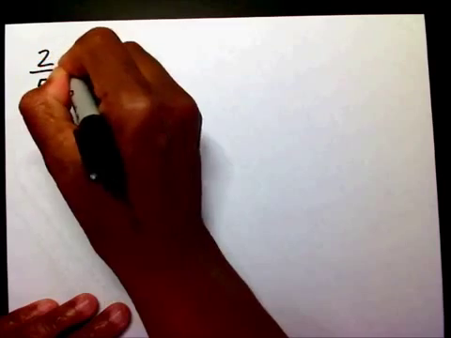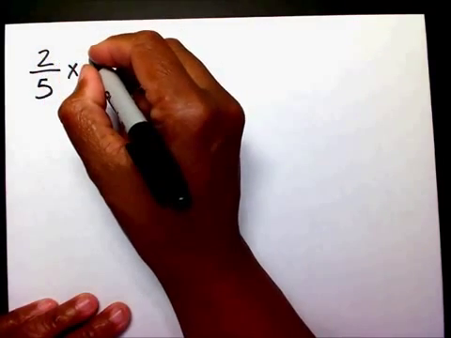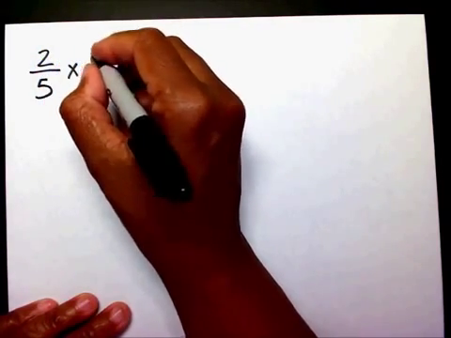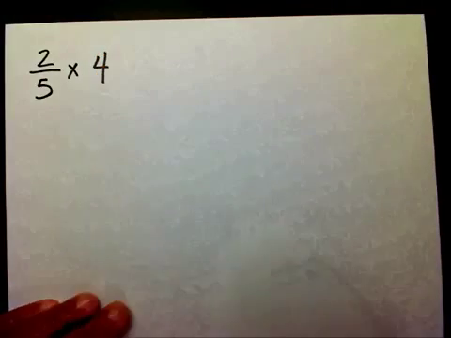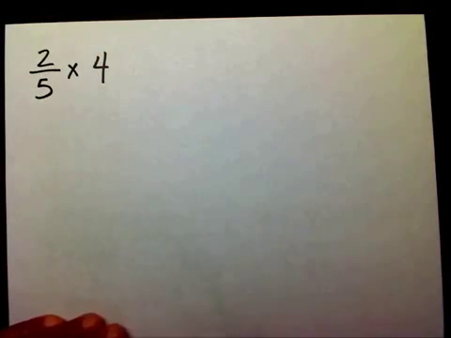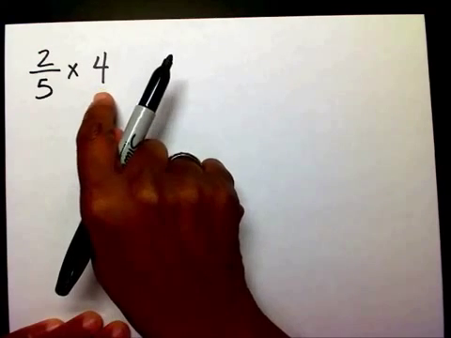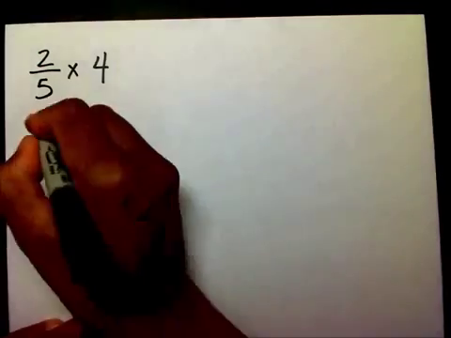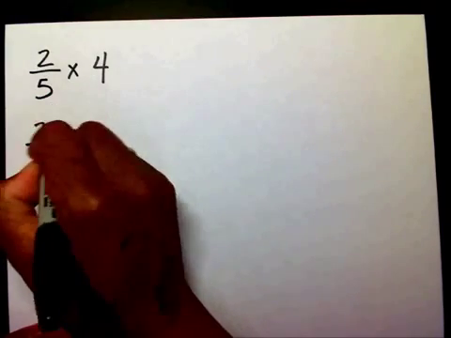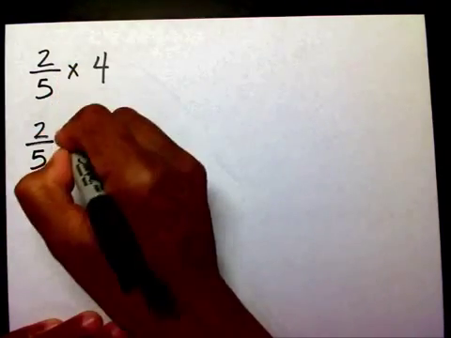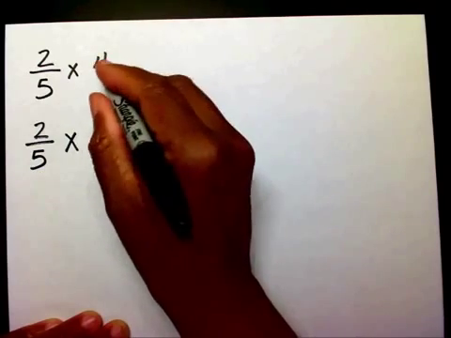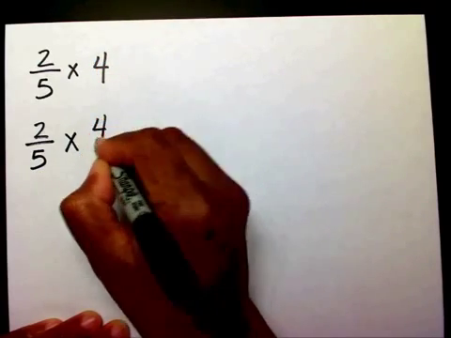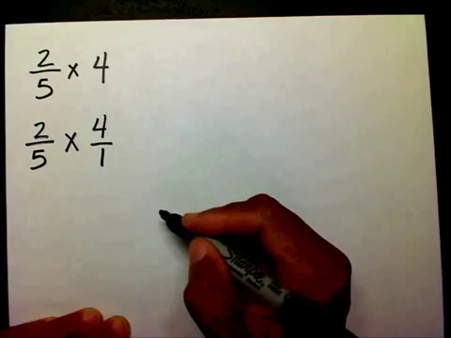I have 2/5 times 4. Well, first thing I need to do, I need to turn this into a fraction. So I'm going to bring my 2/5 down, times, I'm going to change this 4 into a fraction, so I'm going to write 4 and put it over 1.